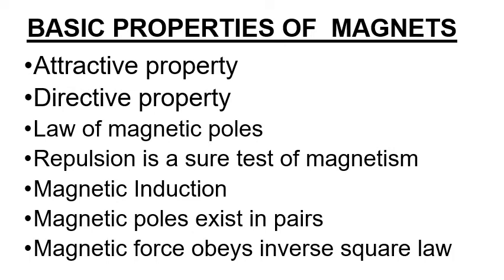We are going to look at their attractive property, directive property, law of magnetic poles, repulsion being the surest test for magnetism, magnetic induction. Magnetic poles exist in pairs or dipoles, and monopoles of magnets do not exist, and magnetic force also obeys the inverse square law.